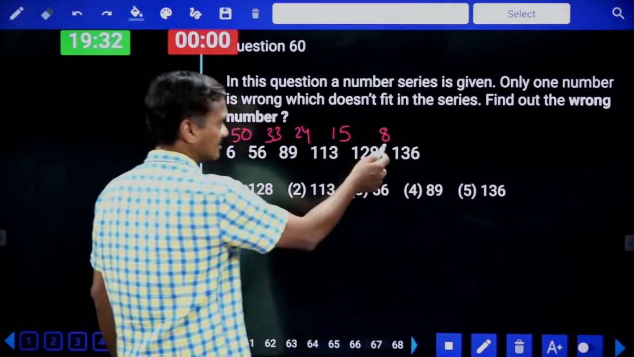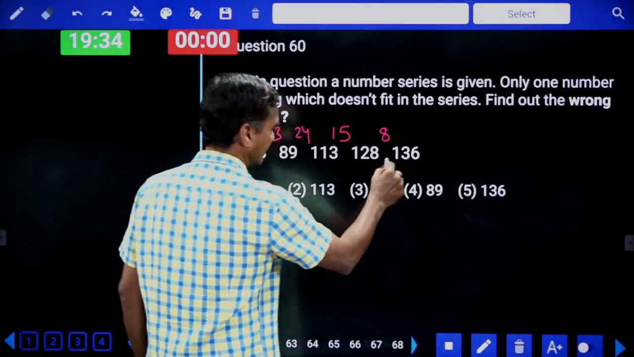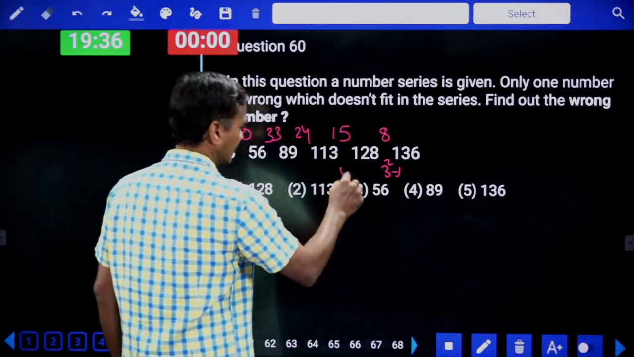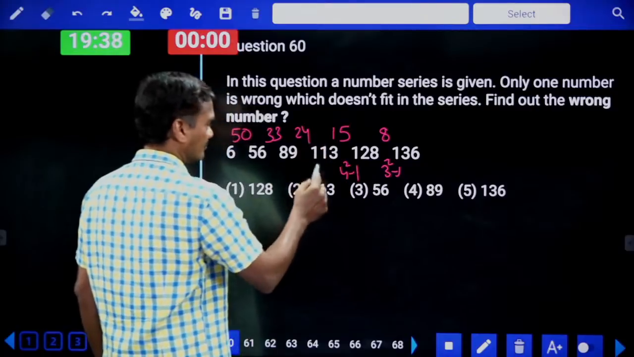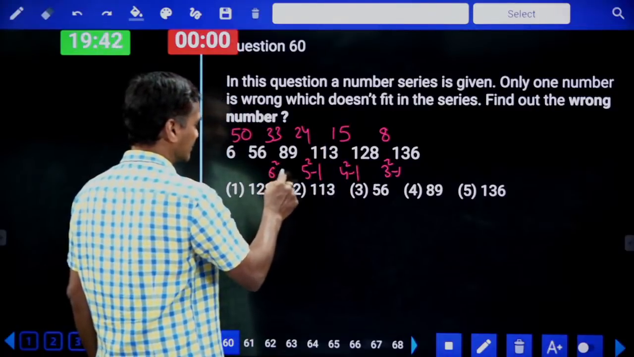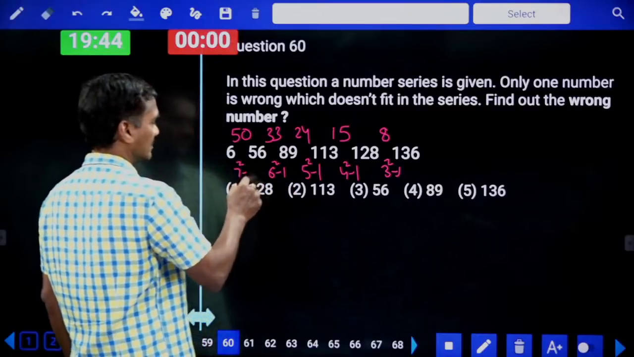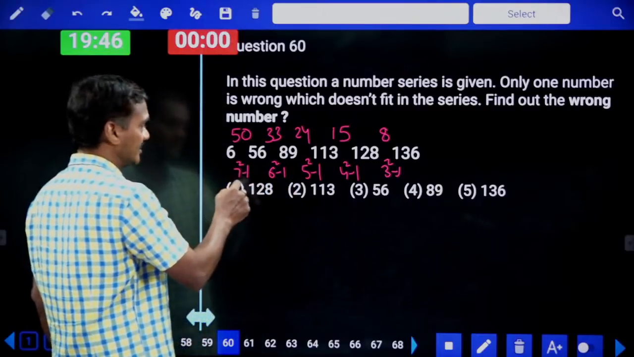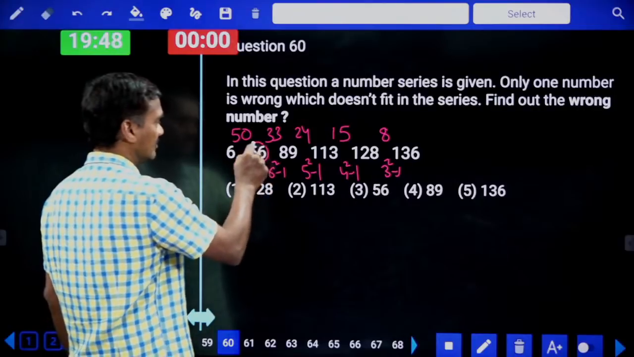Now if you observe these numbers, this 8 can be written as 3 square minus 1, and 15 can be written as 4 square minus 1, and 24 can be written as 5 square minus 1. Next one must be 6 square minus 1 and 7 square minus 1. 7 square minus 1 is how much? 48.